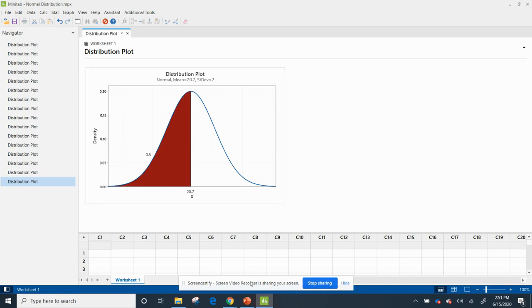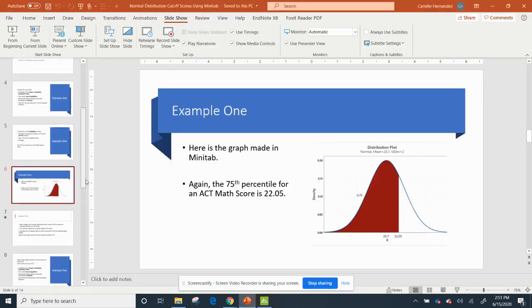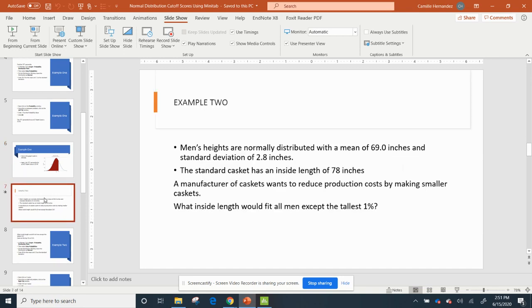Let's look at an example that's kind of close to that, but a little different. For example 2, men's heights are normally distributed with a mean of 69 inches and standard deviation of 2.8 inches. The standard casket has an inside length of 78 inches. A manufacturer of caskets wants to reduce production costs by making smaller caskets. What inside length would fit all men except the tallest 1%? So I want the top 1%. That's different than what we've been looking at before with the percentiles.